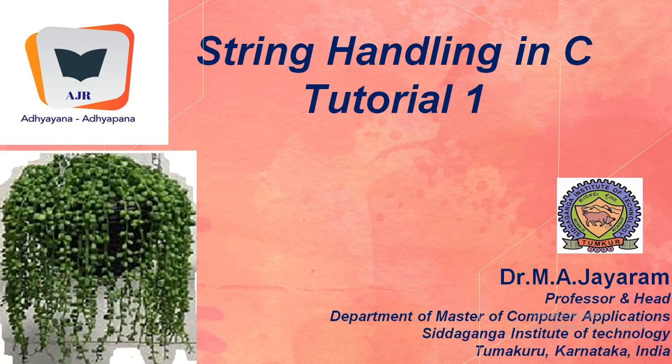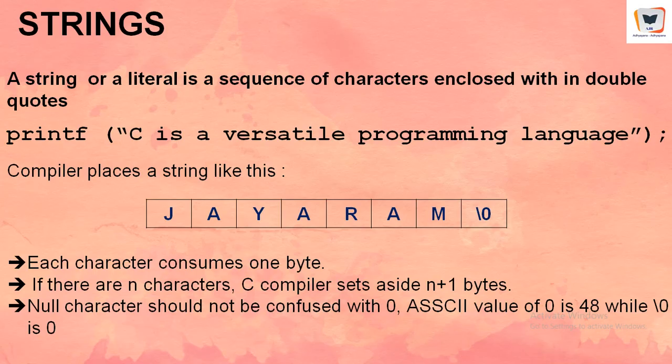My esteemed viewers, in this tutorial, we clearly explain string handling in C, and string input and output in particular. A string, also called a literal, is a sequence of characters enclosed within double quotes. The double quotes come as syntax, and what is included in the double quotes is a string, a literal. It consumes several characters. Here it is written in a printf statement.